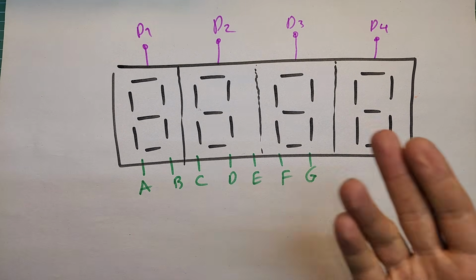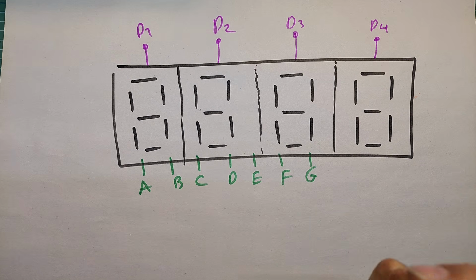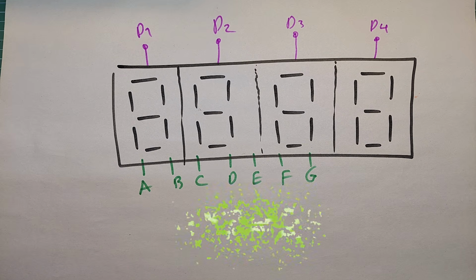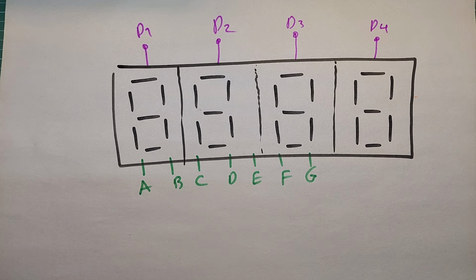The method I just explained is multiplex 7-segment display driving, which reduces the number of pins needed to drive the display. For example, to directly drive 4 digits, you would need at least 7 times 4 pins. Since each digit has 7 LEDs and 4 digits are used, you would need at least 28 pins to connect a 4-digit display directly to a microcontroller.